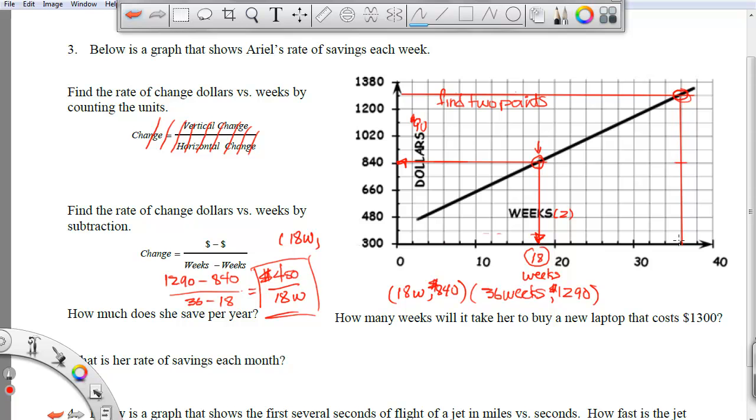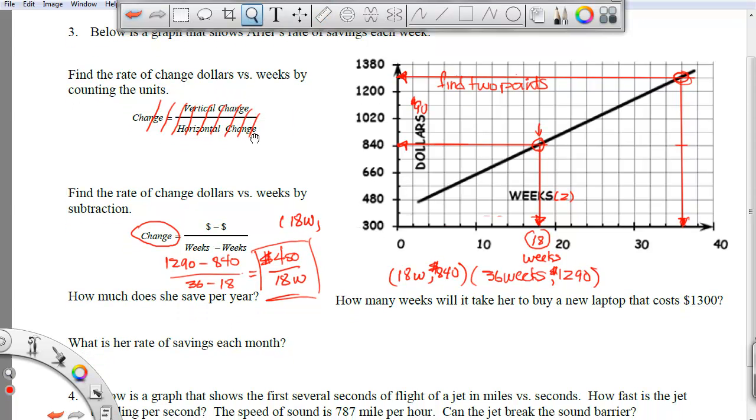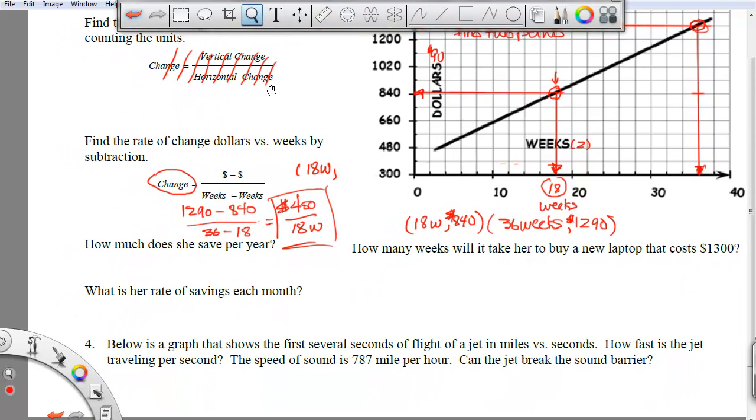Find your point, you trace it down to get the weeks, you trace it over to get the dollars, and once you get your ordered pair, you're going to find the rate of change by subtraction. And now we're ready to go on with the rest of this problem. Let's go ahead and scroll this up a little bit and over.